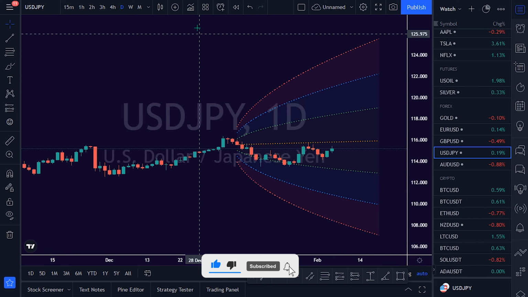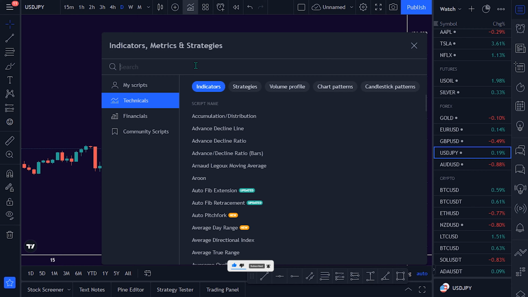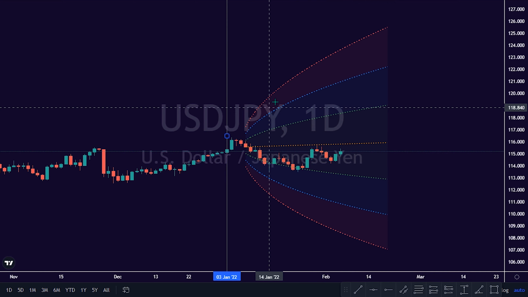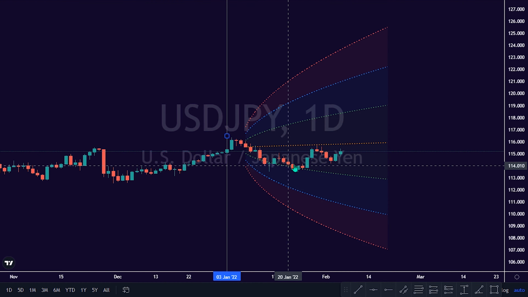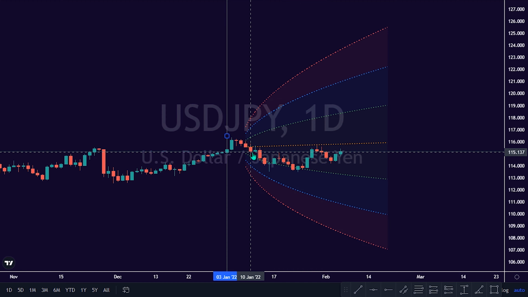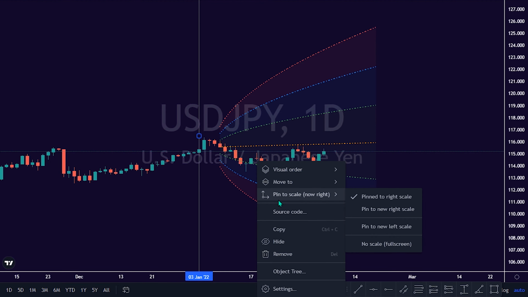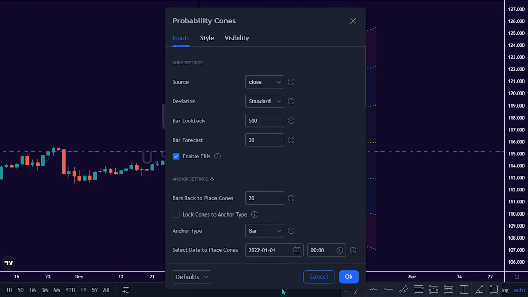To apply the indicator on the chart, type the probability cones and select the probability cones EP by Joe Baus. As we can see, this trading indicator is an overlay trading indicator appearing on the price chart. Let's right-click on the trading indicator so we can learn more about its parameters. Navigate downward and select the Settings option here. Selecting this will pop up the Parameter Settings tab.